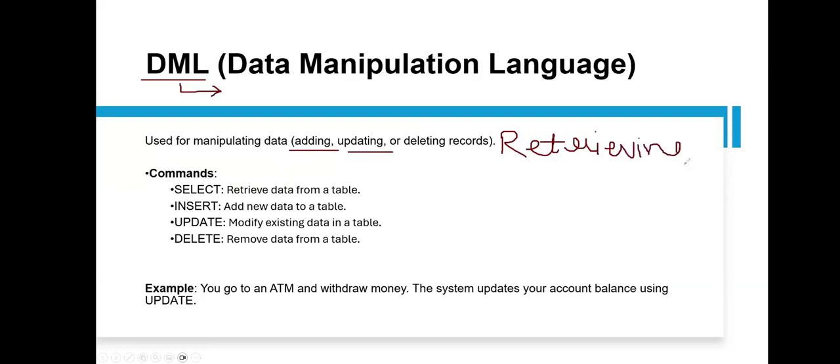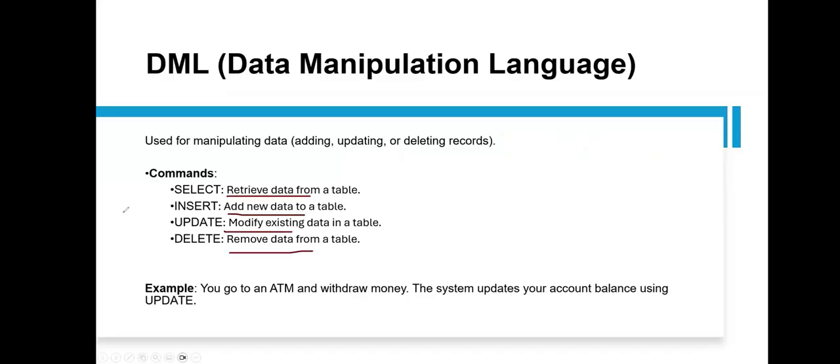So the data is already there, the database is already there, you can manipulate it. You can retrieve the data, you can add a new table, you can modify the table, and you can remove the data. That is your data manipulation. An example is you go to an ATM, you withdraw money, and the system updates your account balance using the update function. So update is an example of data manipulation. These are just different categories of how we can operate SQL.